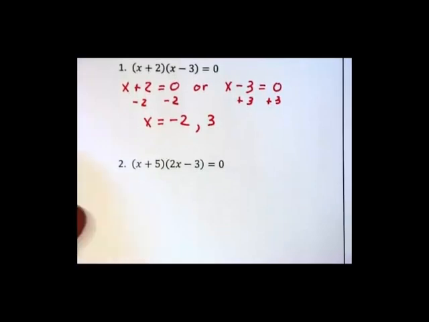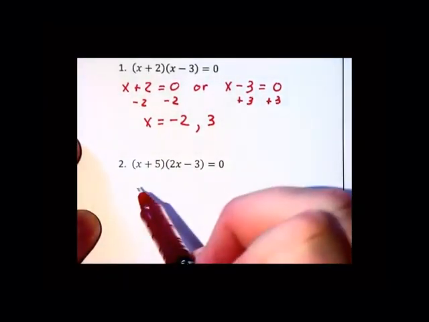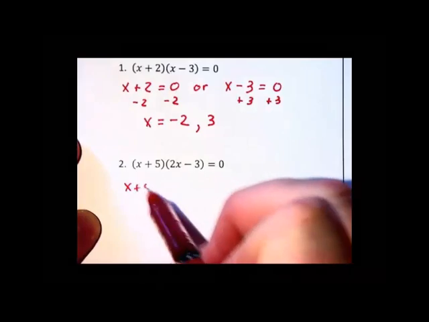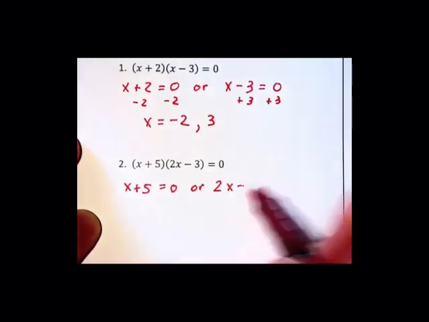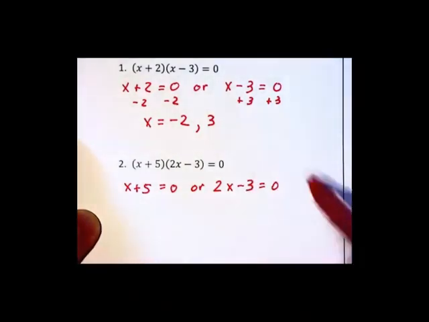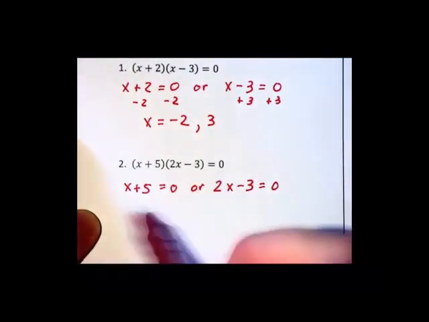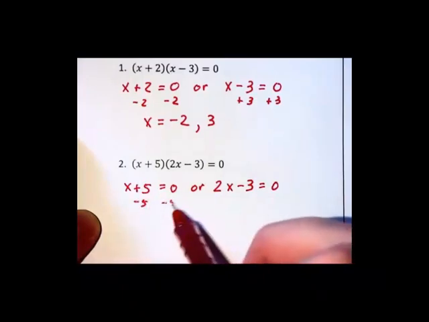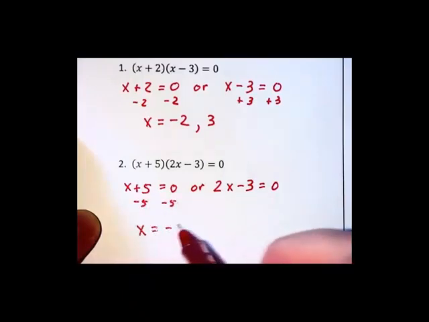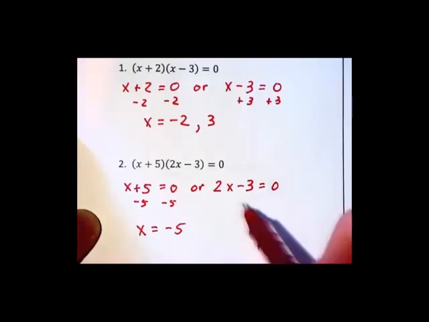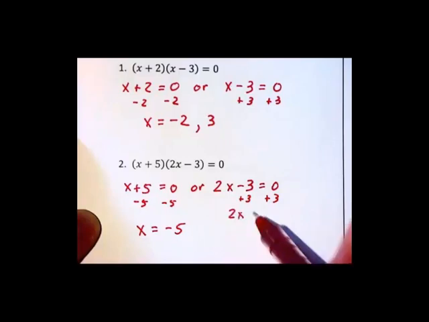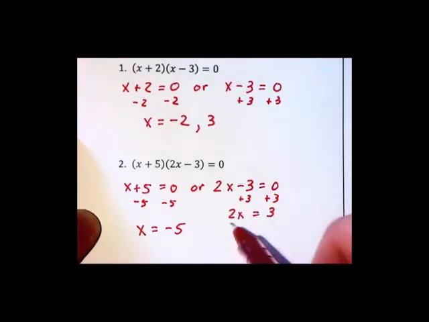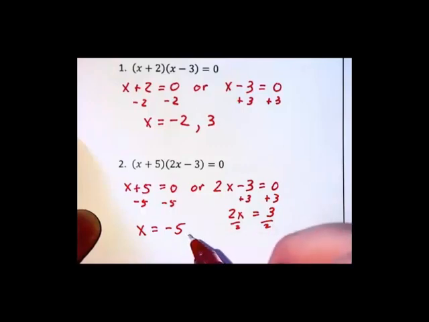Second problem, also already factored, and we can say x plus 5 equals 0, or 2x minus 3 equals 0. One of those has to be 0 in order for the product to be 0. So we subtract 5 on each side, giving us x equals negative 5. Or we can add 3 to both sides, giving us 2x equals positive 3. Dividing each side by 2, we have a second possible answer of 3/2.